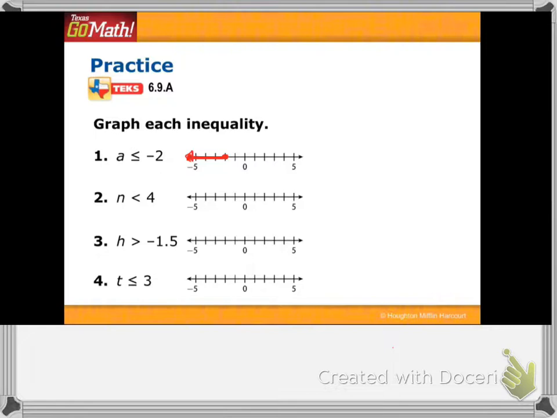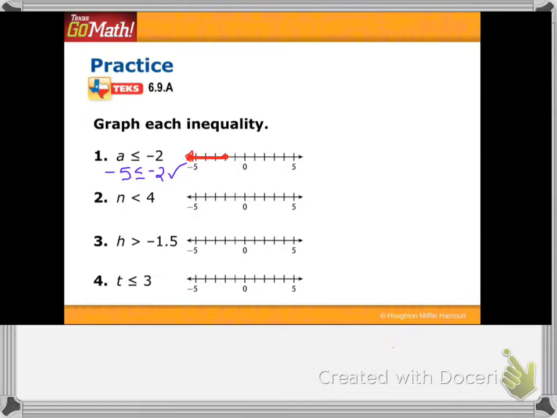Now I'm going to substitute in a number that I shaded. Again, I shaded -5, so let me use that as my check. Is -5 less than or equal to -2? Well, yes, it is, because it's further to the left on the number line. So it is absolutely correct.